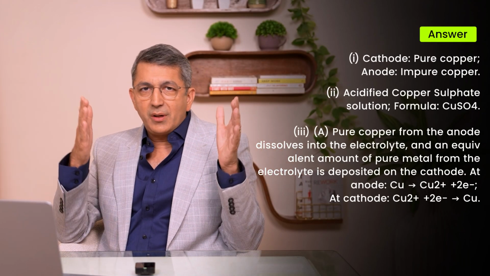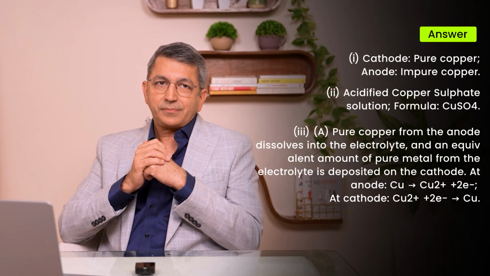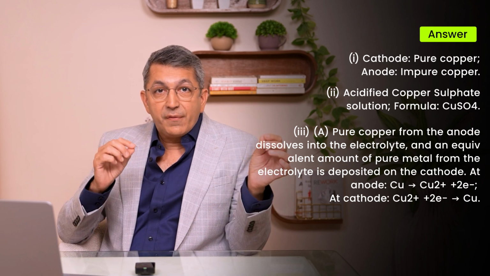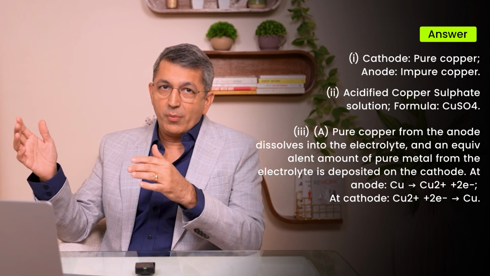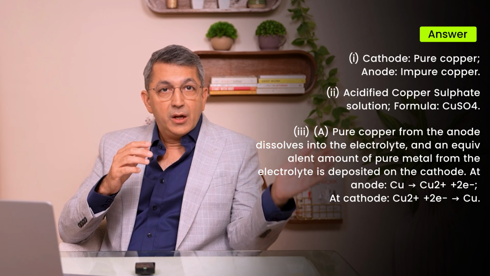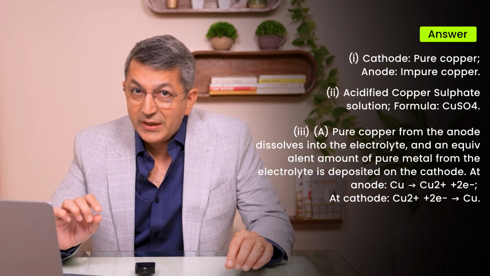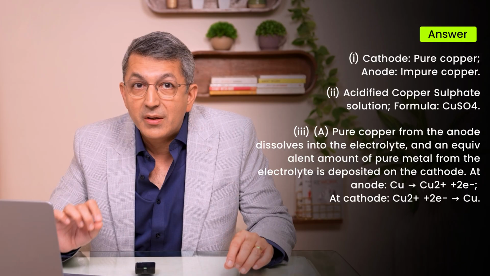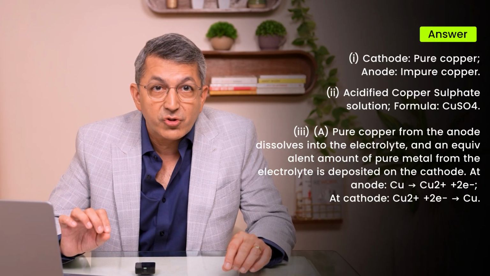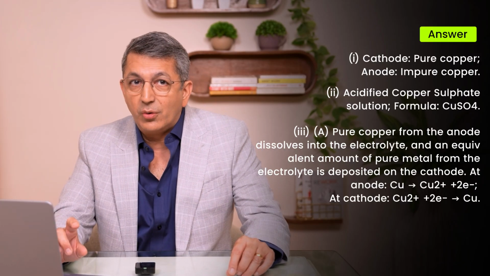Cathode, pure copper; anode, impure copper. 3. Acidified copper sulfate solution. Formula CuSO4. 3a. Pure copper from the anode dissolves into the electrolyte and an equivalent amount of pure metal from the electrolyte is deposited on the cathode.